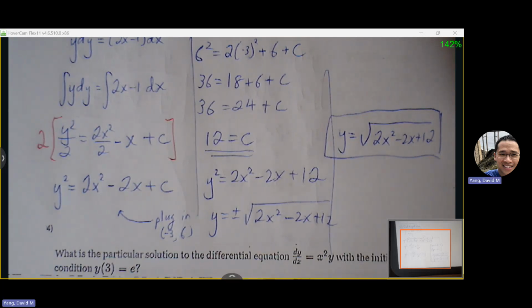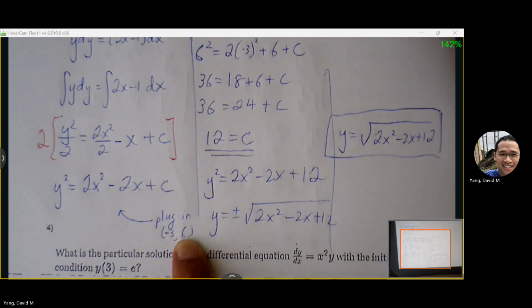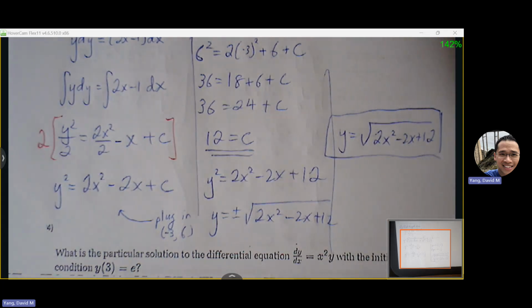At the very end, I do end up with a plus or minus, but the only way that I can plug in a negative 3 and get a 6 in return is if I have a positive square root. So I'm looking at my y value. Whatever the sign of my y value is the sign of my square root.